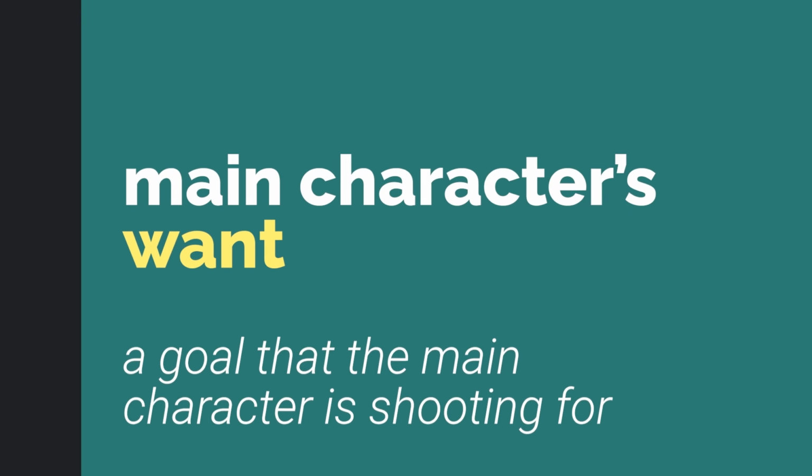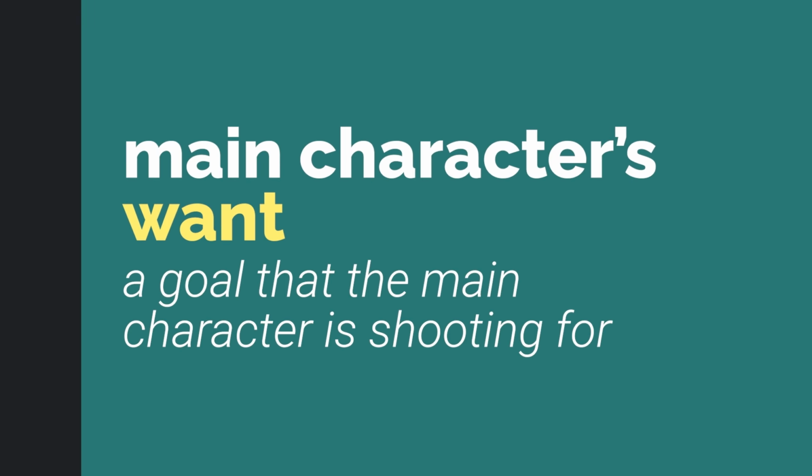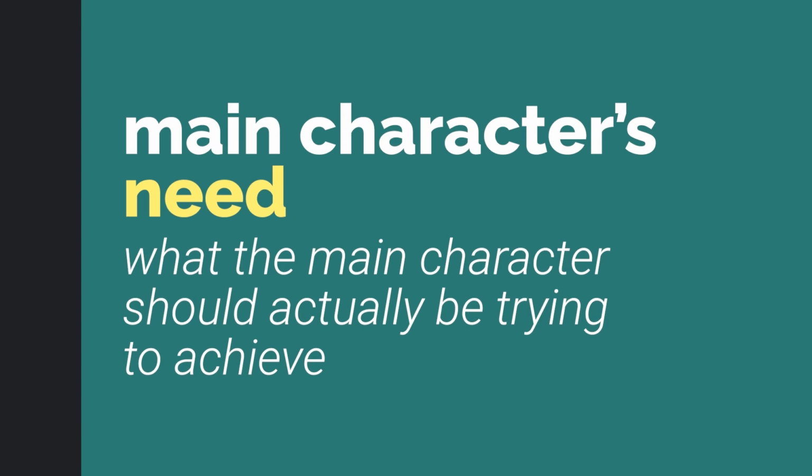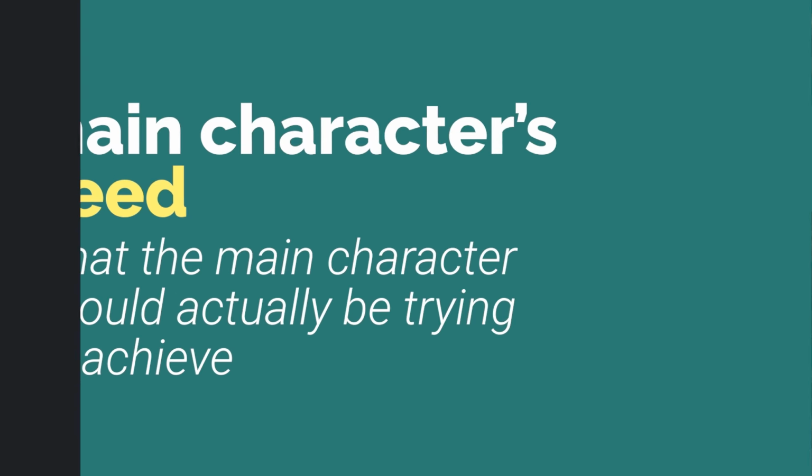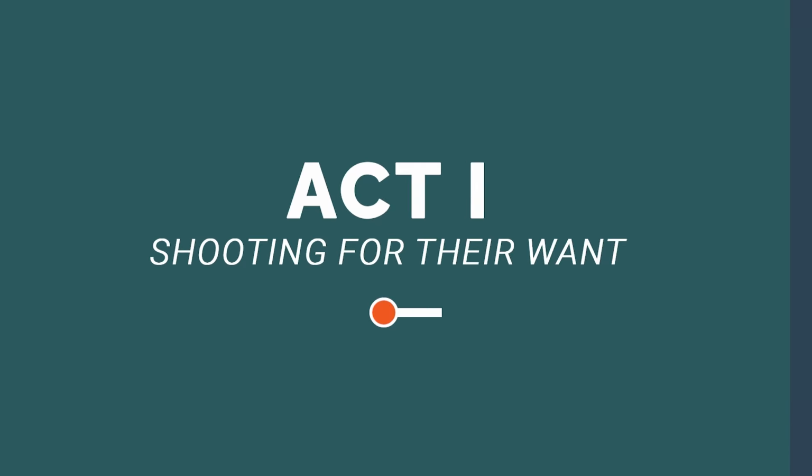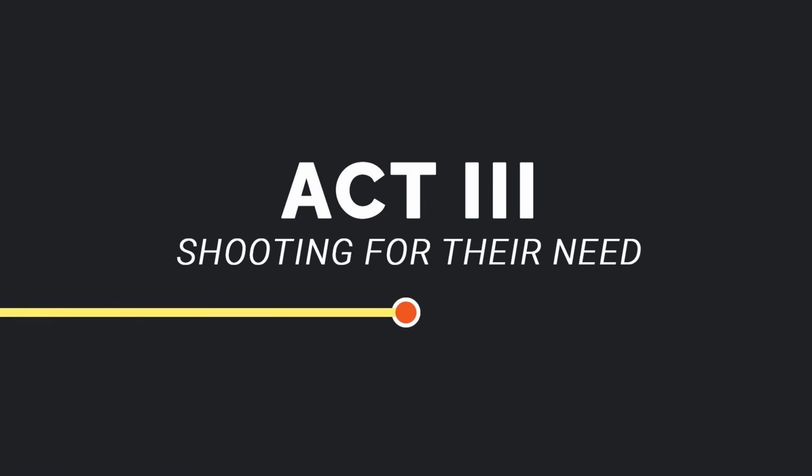Our main characters also need to have a want. This is what the main character is going to be shooting for, the goal that they are striving for. However, they have a want, but they also have a need. And the need is the moral of the story, the thing that the main character should actually be trying to achieve. They start off Act 1 of the book shooting for their want, and by Act 3 of the book, the main character realizes they need to shoot for their need. See what I'm saying here?